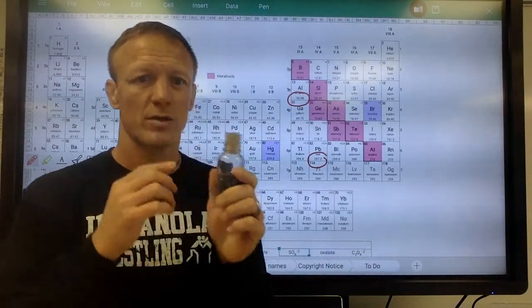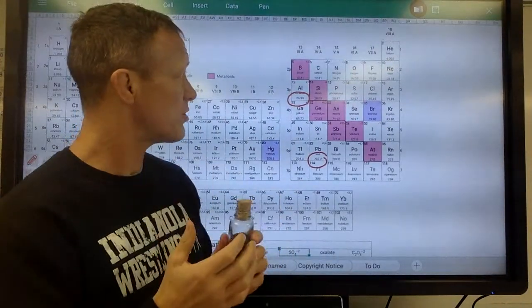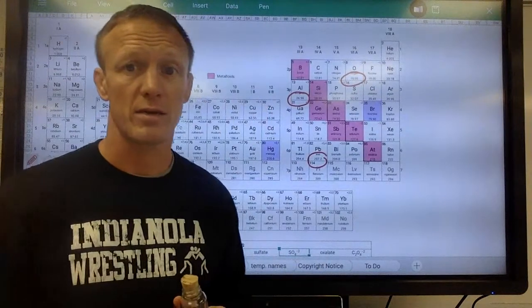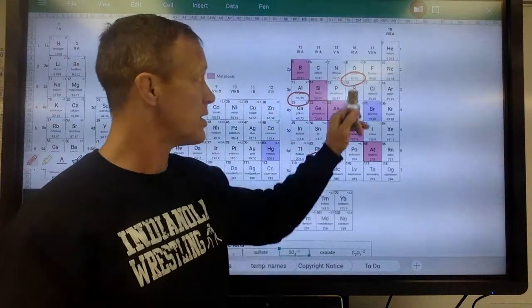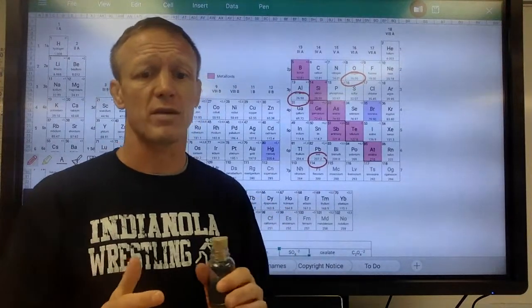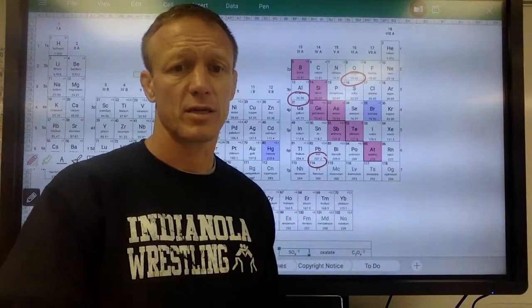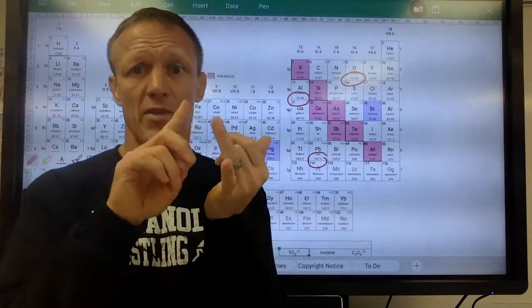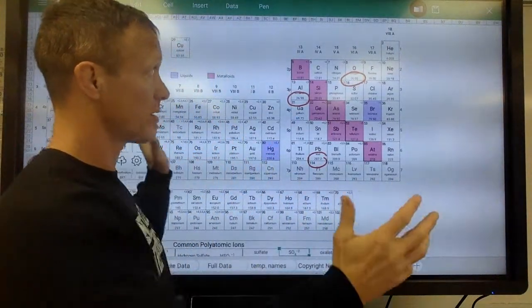If I said I want you to get 2 moles of oxygen atoms, well, 1 mole of oxygen atoms would weigh 16 grams, so 2 moles would be 32 grams. So we can figure out how many moles we have of something by finding the mass of those things. A mole is 6.02 times 10 to the 23rd atoms, and the mass of a mole is different for every element.